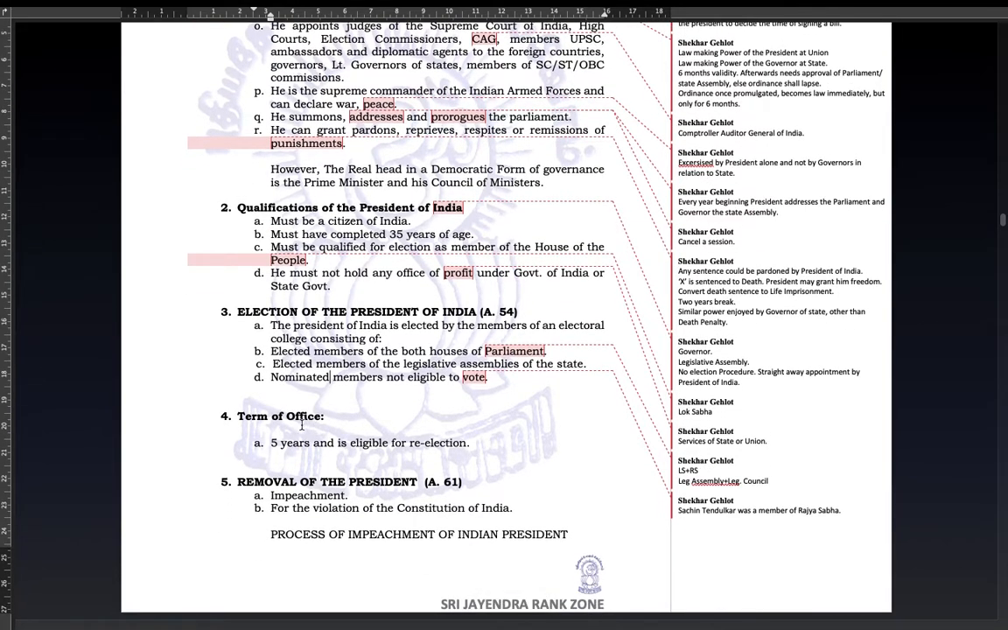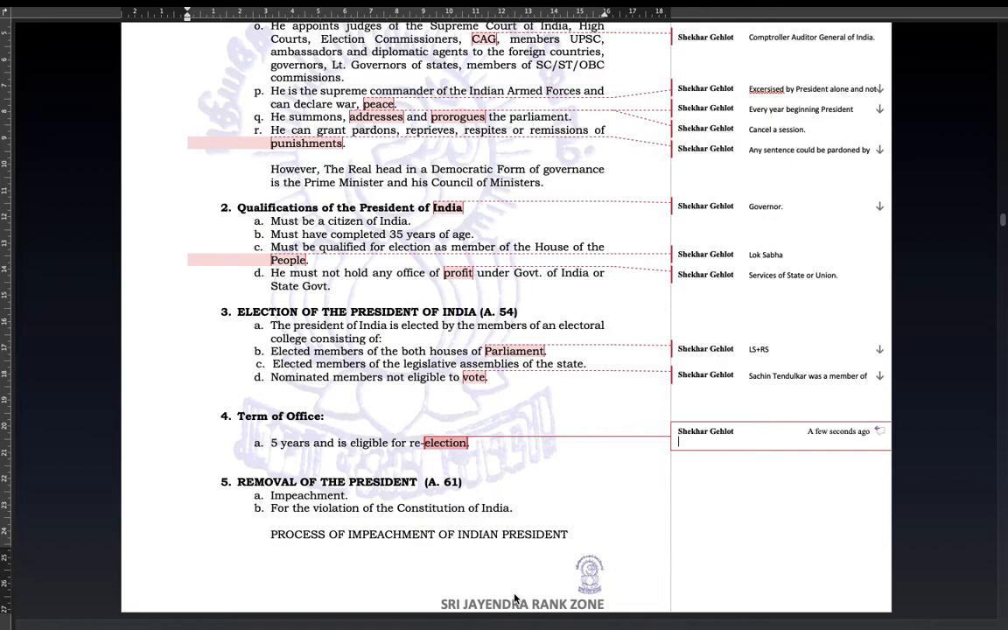Terms of office: 5 years, and is re-eligible for election. From the date he enters into the office, a president is entitled to stay in the office for 5 years, and he is even eligible for re-election. Like Dr. Rajendra Prasad, who was re-elected. He got 2 terms as the president of India. Same is with the governor: the duration is usually 5 years, and he is also re-eligible for appointment.